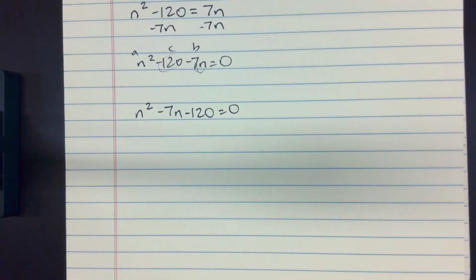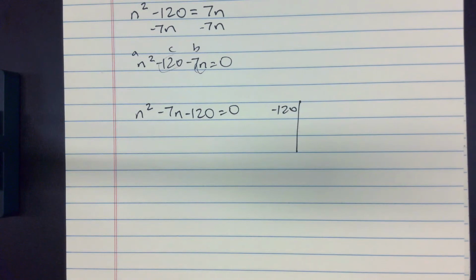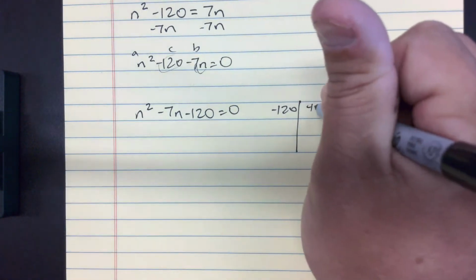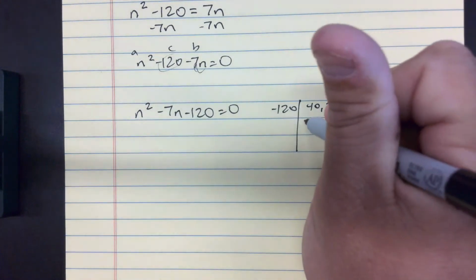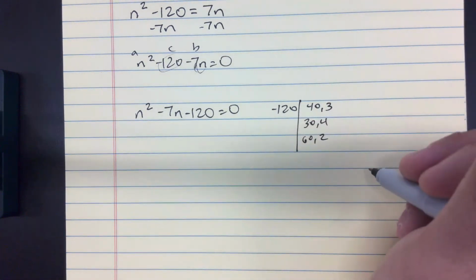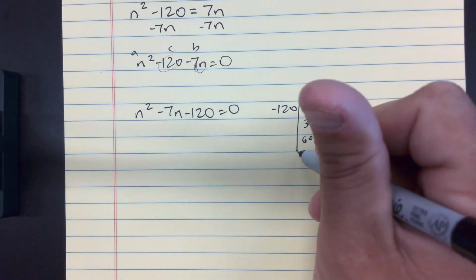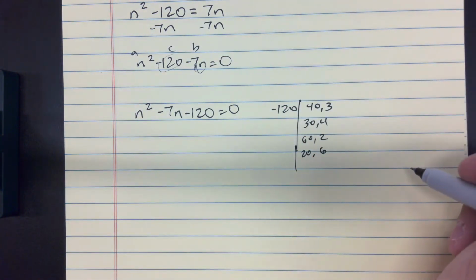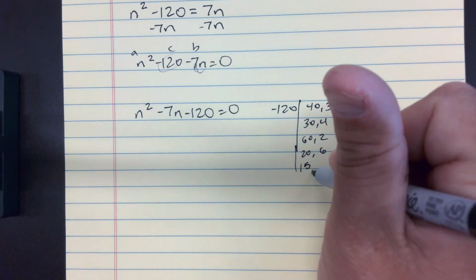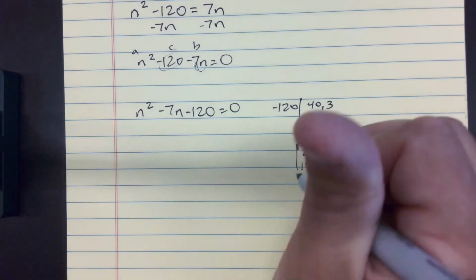This one's going to be fun. Negative 120. Two numbers that multiply together to be negative 120 and add together to be 7. How about 40 and 3? Nope. How about 30 and 4? Nope. How about 60 and 2? No. How about 20 and 6? Nope. How about 15? Isn't it 15 and 8? So 15 and 8. Which one's negative? 15. Yep.